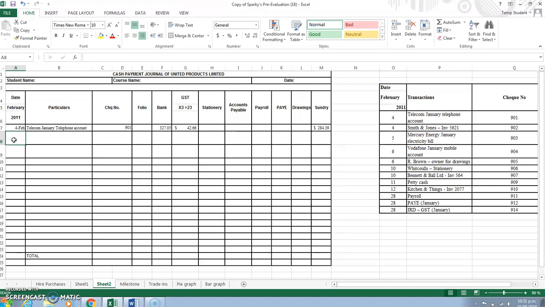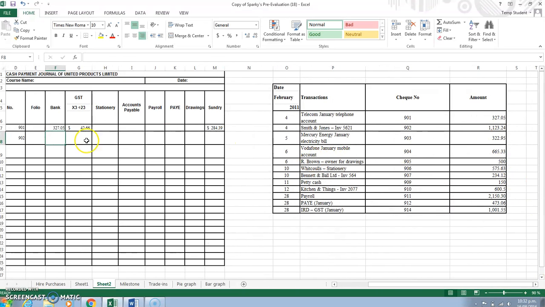So the 4th of Feb, we're still on the same day. Okay, and then what we're going to do here is Smith & Jones is our transaction, invoice 5621. Okay, and our check number is 902. So we're leaving our folio, going straight to the bank, and the amount of 1,123.24. Working out the GST again: equal, click on your bank, times that by 3, divide that by 23, and that equals that amount there. And I'm just going to change that to the accounting format, so rounding it up.